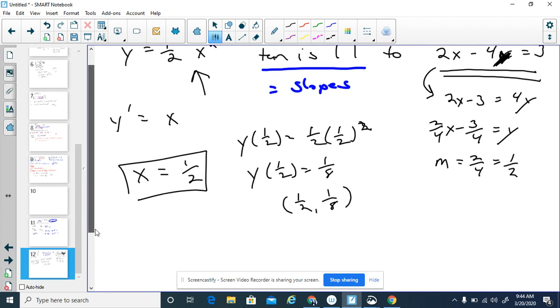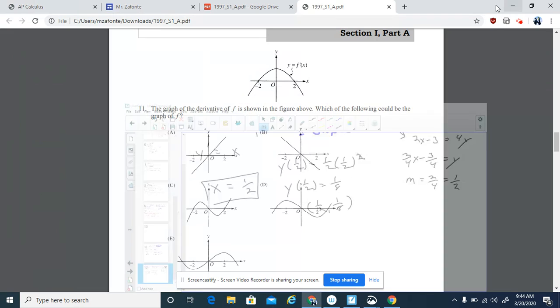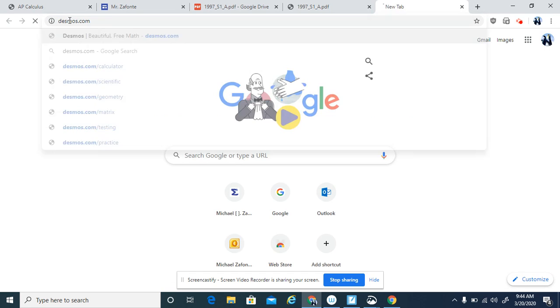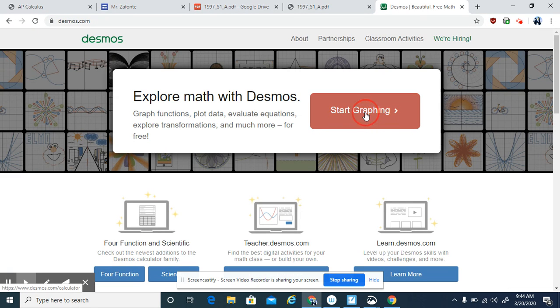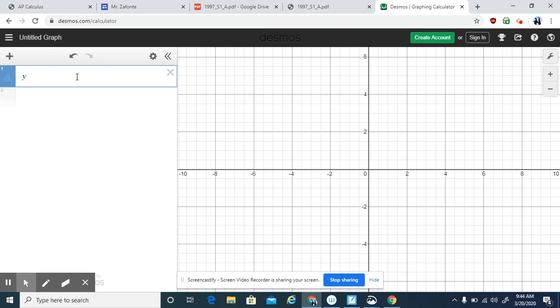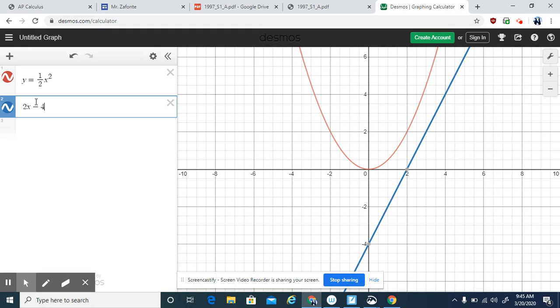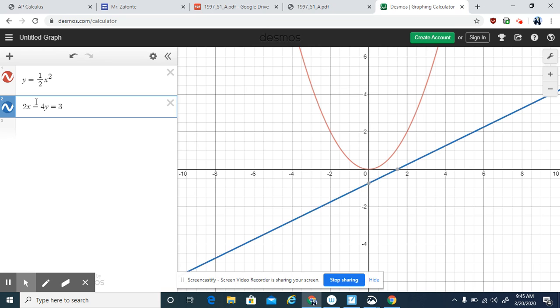Let's try and see if we can get Desmos into play here. I don't know if this is going to work, but we're going for it. So I go to Desmos, open this up. Let's graph y equals 1/2 x squared, because that was the first one. And then let's graph the other line, which is 2x minus 4y equals 3. We wanted to figure out when the tangent line on the parabola was parallel to the line. We got the point 1/2 comma 1/8, and that certainly seems reasonable.